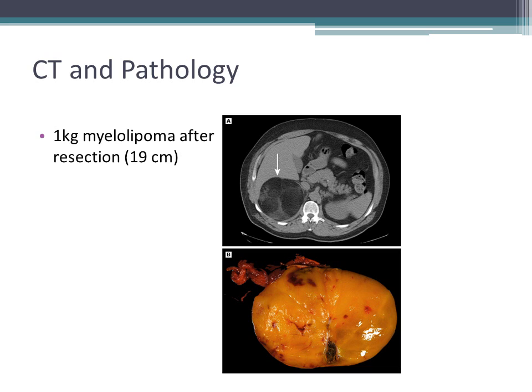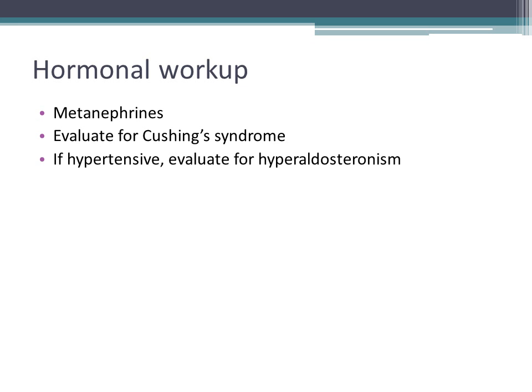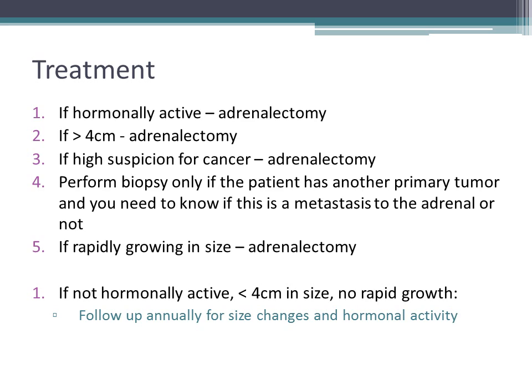So myelolipomas are the only exception to the 4 centimeter rule, because if it's clearly a myelolipoma, then you don't have to worry about the tumor in terms of cancer versus benign lesion, because they're always benign. However, you might still want to rule out functionality of that tumor. Now, we talked about workup for hormonal overactivity in today's lecture, so I'm not gonna go over it again.